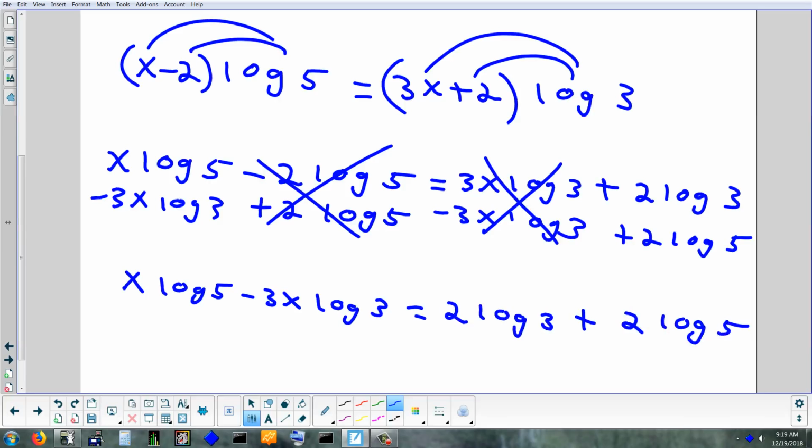And I suppose you could combine them into a single log, or you could put the 2 back as an exponent, but you really don't need to do that. We're just trying to get x by itself. That's all we want to do. So should we simplify other things that are on a different side that's not with x? I wouldn't bother with it. Just look at the stuff that's with x now.